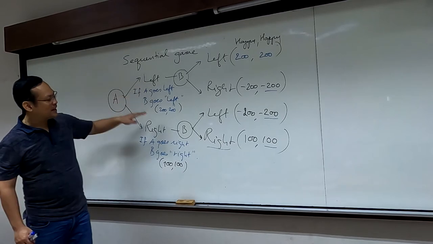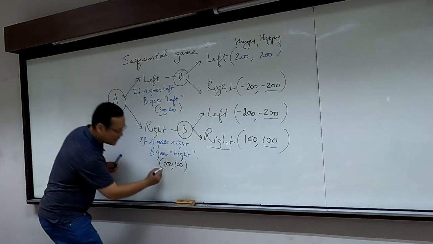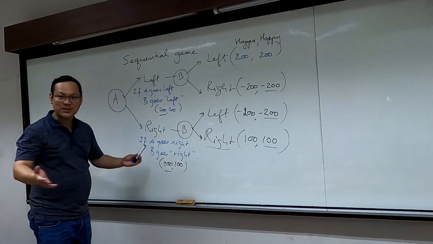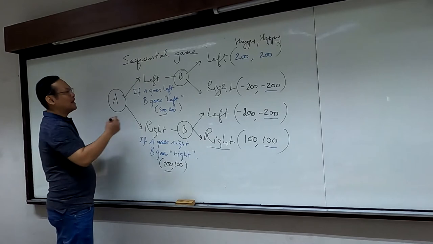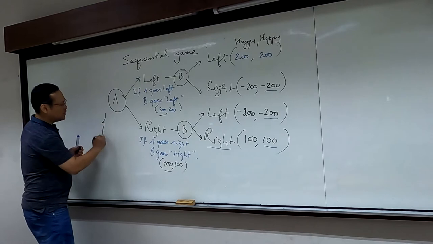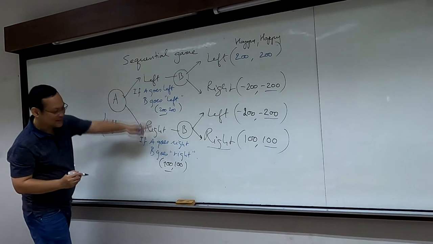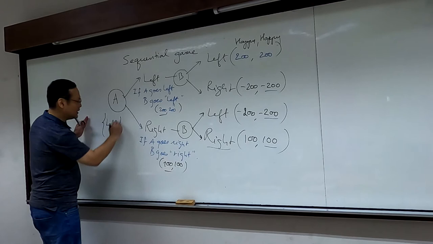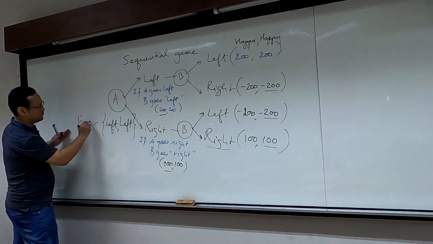If A chooses left, then A will get 200. And now if A chooses right, A will get only 100. Which one is better? 200 for sure. Then the game will end up at A will go to the left because 200 is more than 100. And B will react to go to the left too. This is the solution of the game, equilibrium.